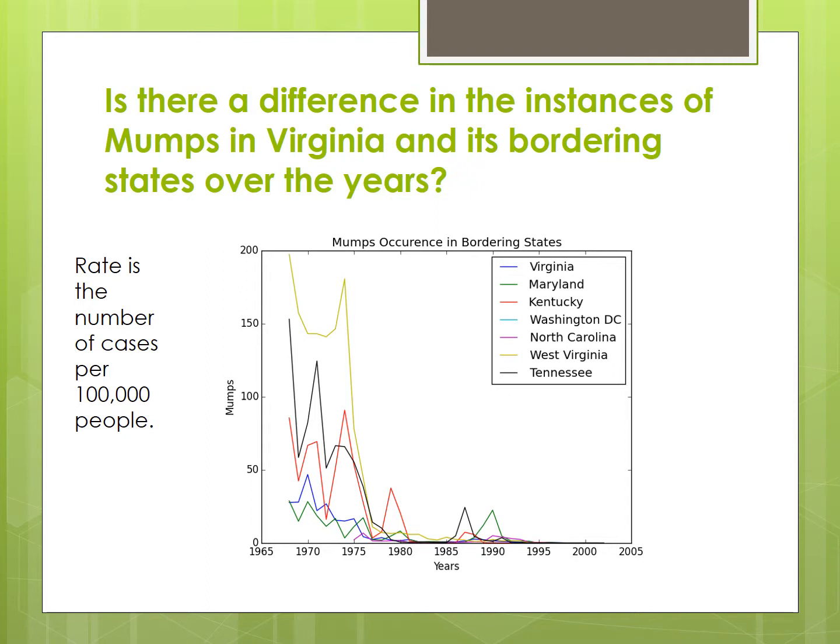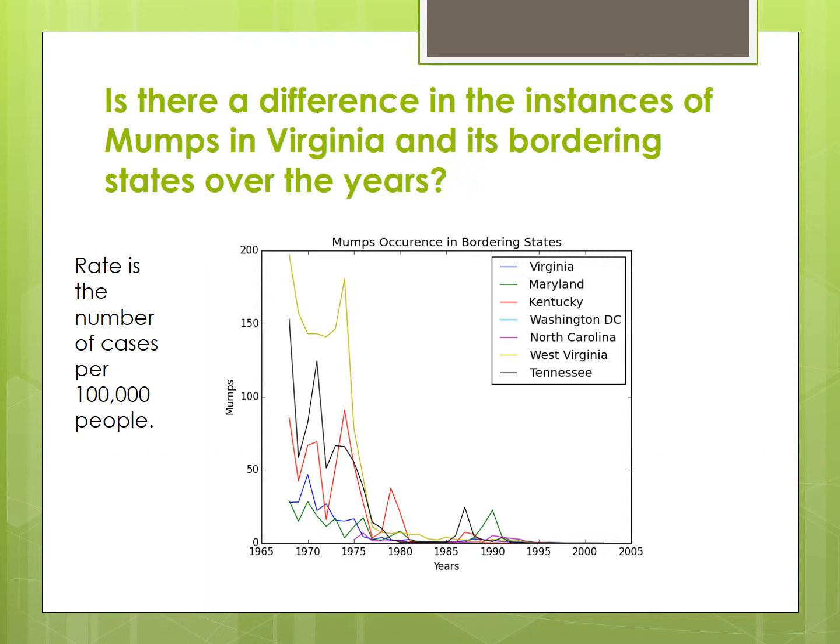Tennessee, West Virginia, and Kentucky all had high rates of the mumps around 1973 and 1974, with West Virginia seeing significantly higher rates of cases than any other state from 1965 to 1976. However, after 1974, Tennessee, Kentucky, and West Virginia all saw a decrease in mumps cases. West Virginia has continued to have a decreased rate of the mumps.